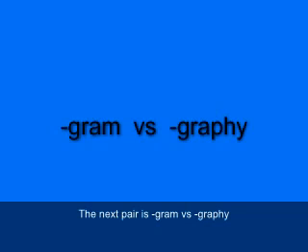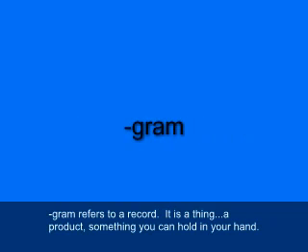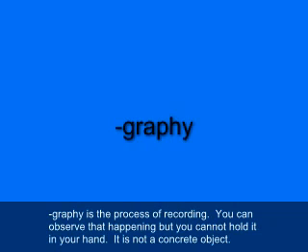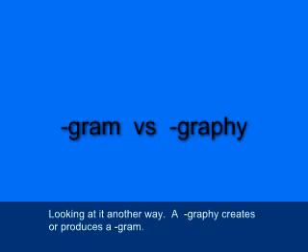The next pair is gram versus graphy. Gram, G-R-A-M, refers to a record. It is a thing, a product, something you can hold in your hand. Graphy, G-R-A-P-H-Y, is the process of recording. You can observe that happening, but you can't hold it in your hand. It's not a concrete object. Looking at it another way, a graphy creates or produces a gram.